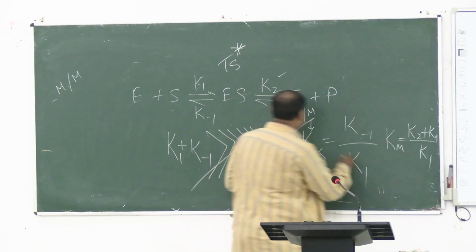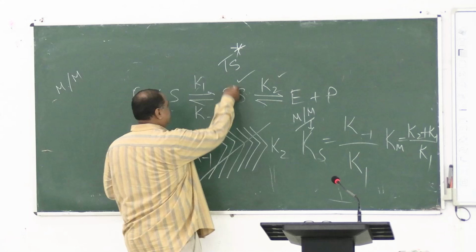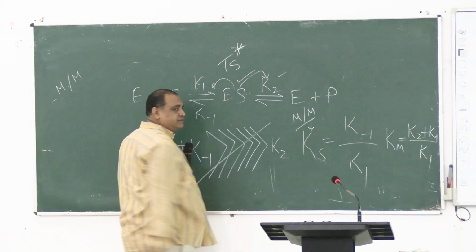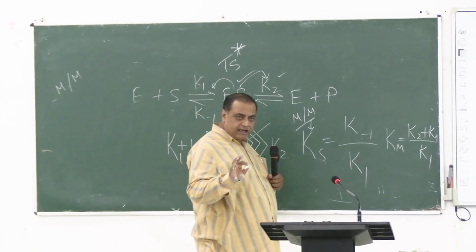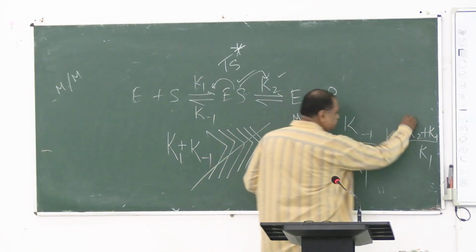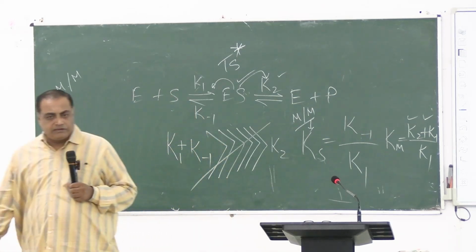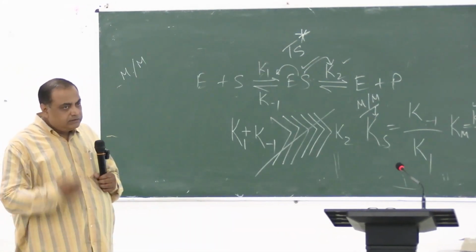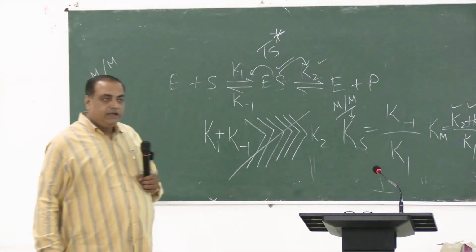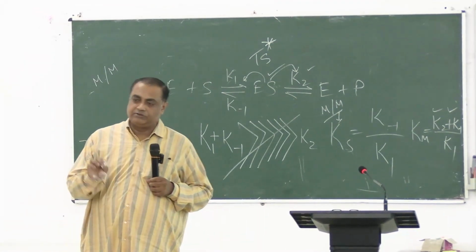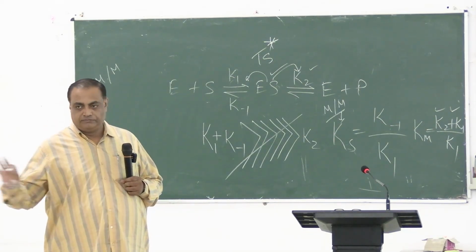K2 আছে, then ES will have two fates. It can go in either direction, this direction as well as this direction. So utilization of ES will be the cumulative factor of these two. Correct? And then formation of ES will be K1. So they named it as Km. And they kept the name as Michaelis constant in view to show respect to their predecessors. That's all.